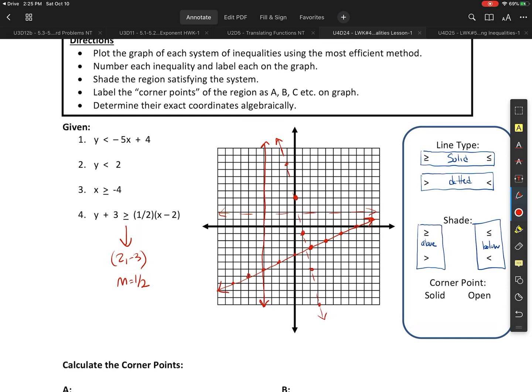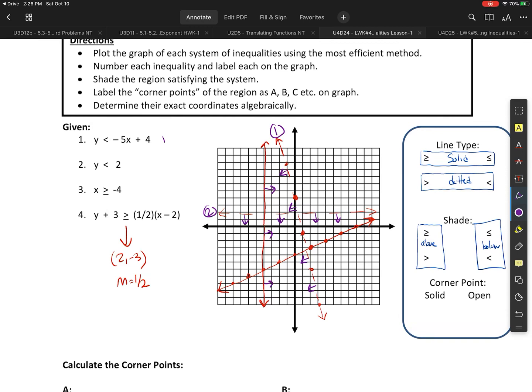There are my inequalities. I have solid lines and dotted lines. Now I have to focus on the shading, and with the shading, I think about arrows. For line 1, I'm going below. So I don't go crazy and start shading things like a maniac, I draw arrows to help myself out. For line 2, I'm going below also. For line 3, if it's a vertical line, you can't really go above or below. Think realistically: what numbers are greater than negative 4? Numbers to the right.